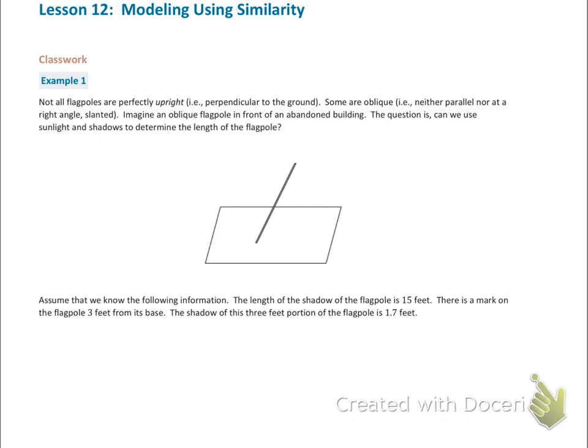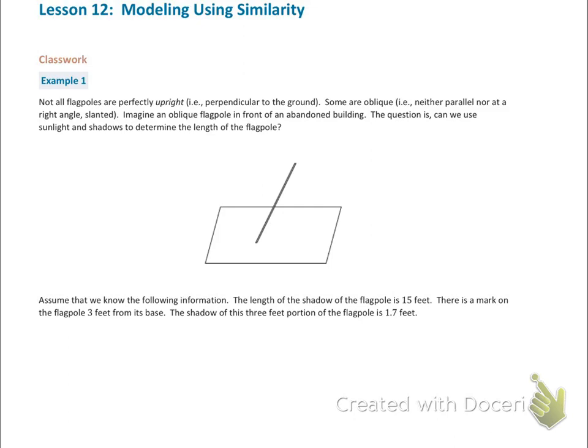All right, so hopefully you've thought about that for a few minutes. A lot of times with problems like this, you think, why can't we just measure it directly? Just climb up the flagpole and measure it. And probably in this case, maybe you could, but there are other cases where this type of technique is used where you would not be able to measure it directly.